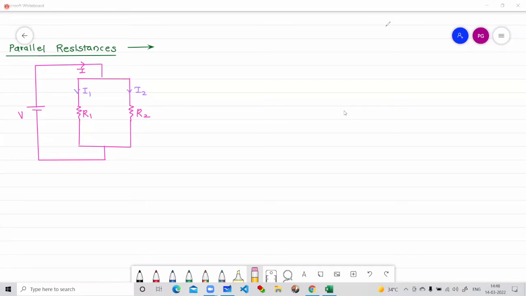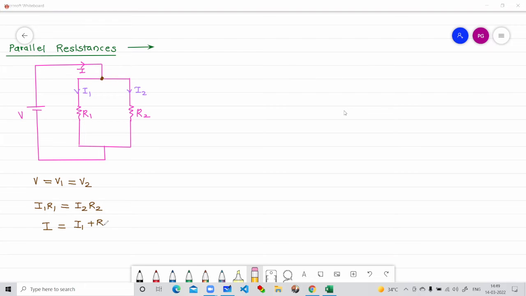We want to know the potential. First thing is the potential drop will be the same. So V is equal to V1 is equal to V2. Right? So very well you can write I1 R1 is equal to I2 R2. Now when you are talking about the current, I is equal to I1 plus I2, because you can see the entering current is I and the division is I1 plus I2.